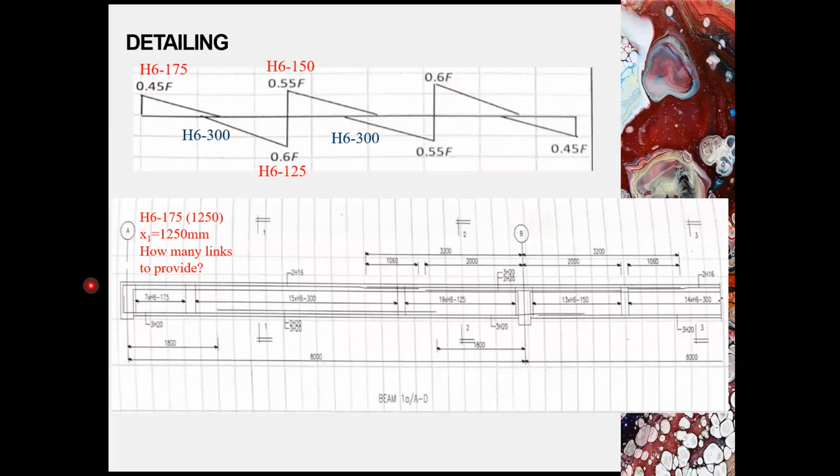But if you want to provide the details written in this page, you need to determine the numbers of links to be provided. So how to determine how many links to be provided for the shear link? For example, in support A, you need to divide the x1 with the spacings that you provided, 175. 1250 divided by 175, you shall be able to get 7 or 8 number of links. Therefore, you write here 7 H6 75, center to center.